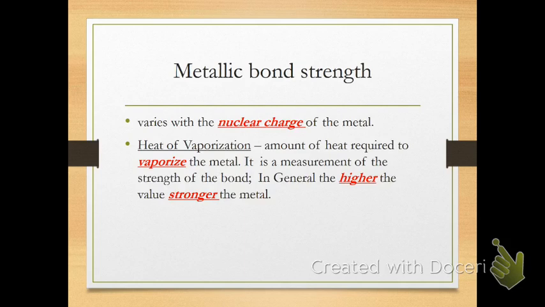And then bond strength varies with your nuclear charge. The heat of vaporization is the amount of heat to vaporize 1 mole of the metal. Usually it's a measure of strength. So if it's got a very high heat of vaporization, it's going to be a very strong metal.